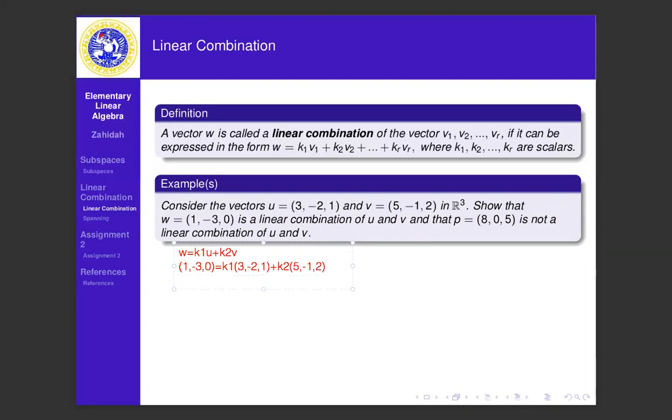Okay, from this equation, we have the equality of the components: 3k1 plus 5k2, then minus 2k1 minus k2, and k1 plus 2k2.